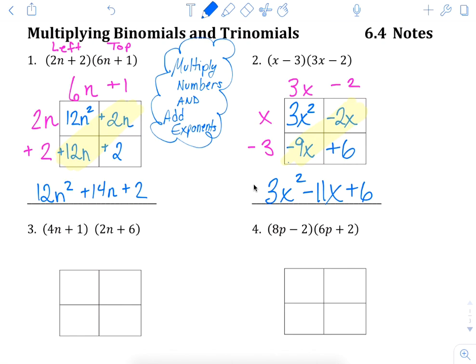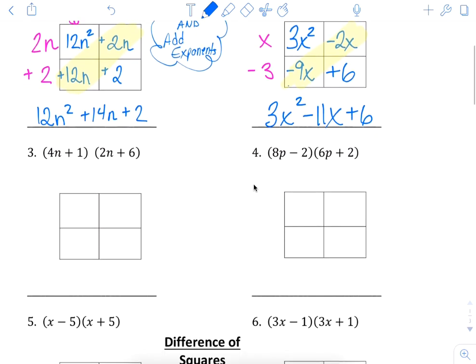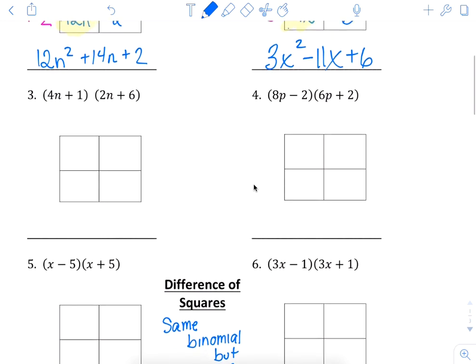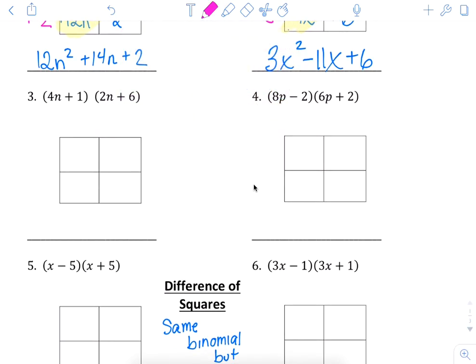That's the end, okay? All right, I'm going to go ahead and set up problems 3 and 4. First parenthesis is 4n plus 1. And 2n plus 6 for our second parenthesis. Notice that each term gets its own box. Problem 4, we're going to do 8p minus 2, and on top 6p plus 2.